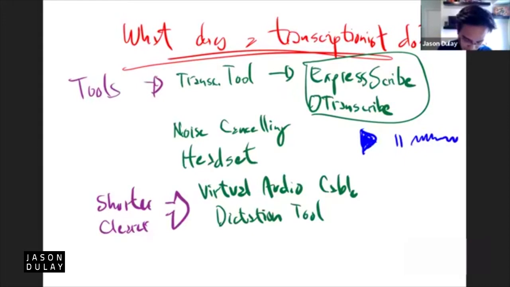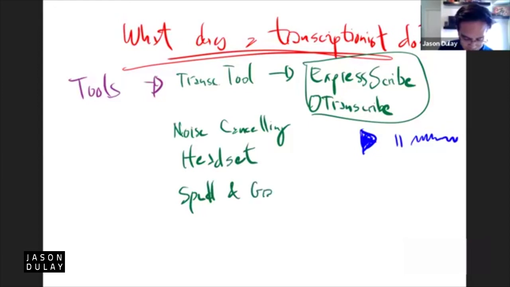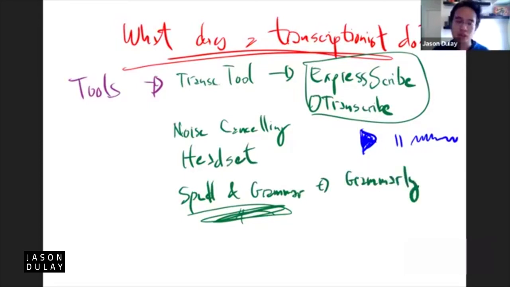Another tool that you can use is for spell checking. This is very important. Spelling and grammar should be accurate in the transcription. Sometimes even if the actual conversation is not accurate, you should be accurate with your spelling and grammar. And you can use tools such as Grammarly. Grammarly is a good tool to use to double check your spelling and your grammar.